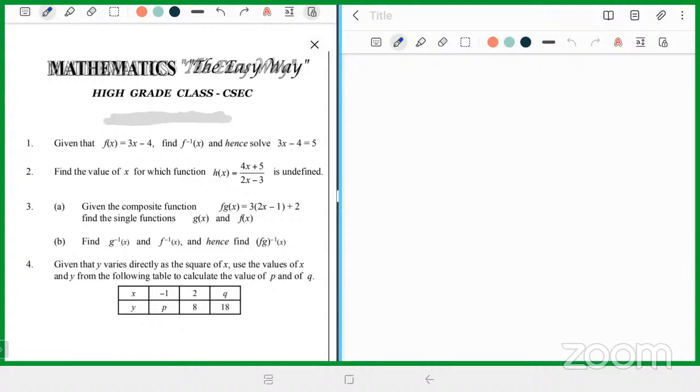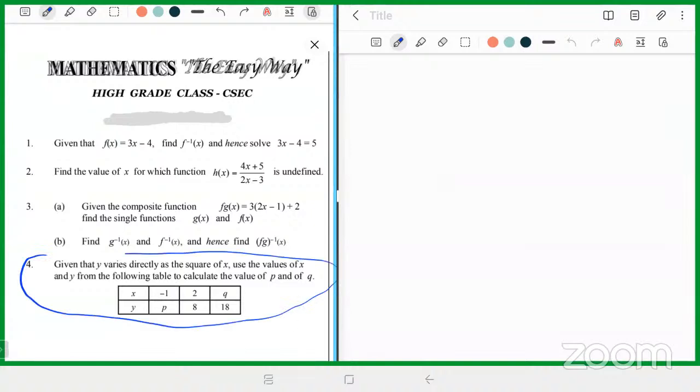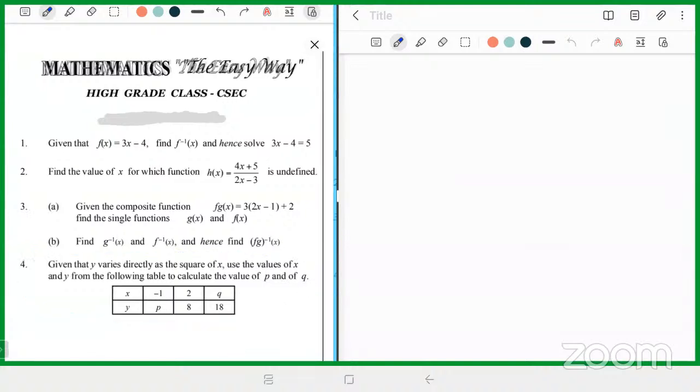All right, so I want to start out by going through this classwork. Mute the mic, please. I want to start out by working through this classwork that we did. It's a class activity on functions and variations. The first three questions are functions. The last one comes under the functions topic, but more precisely, it's a variations question.